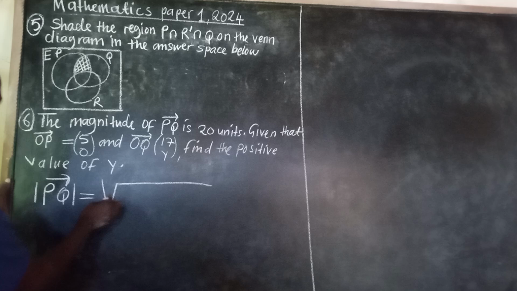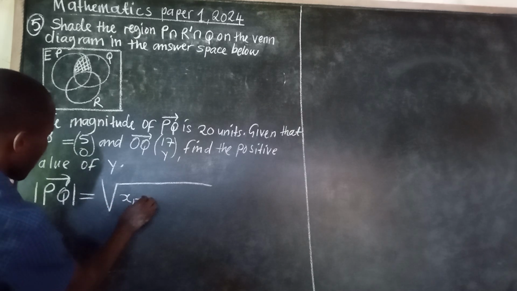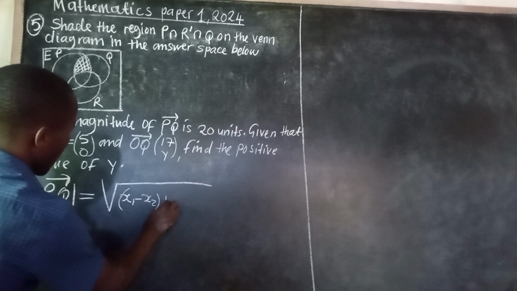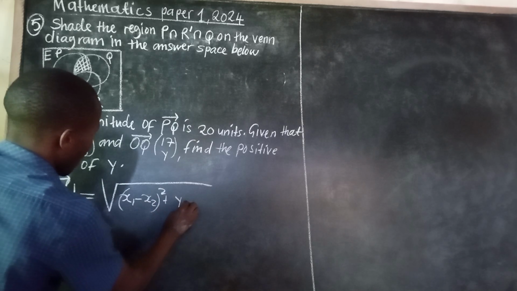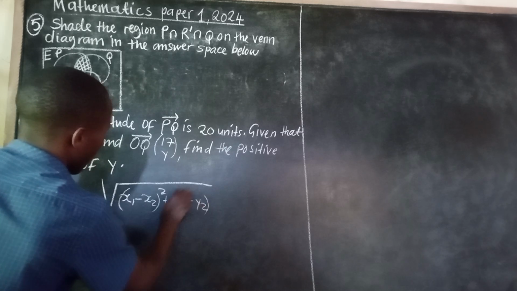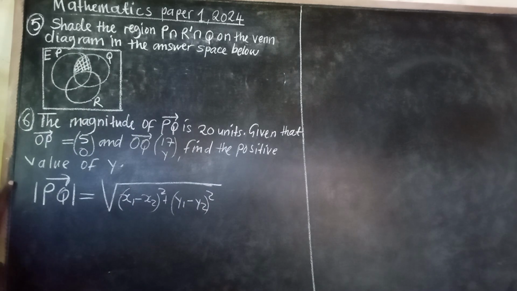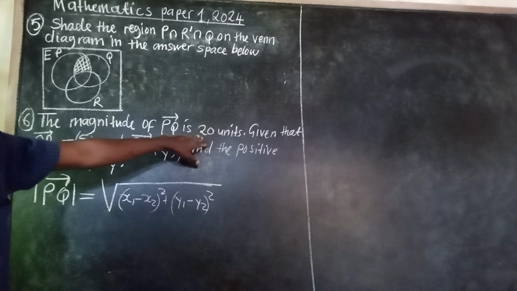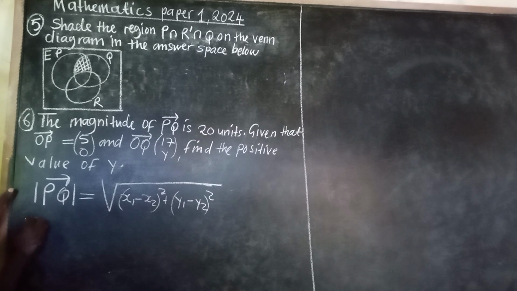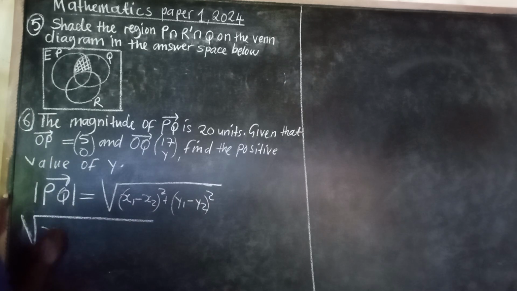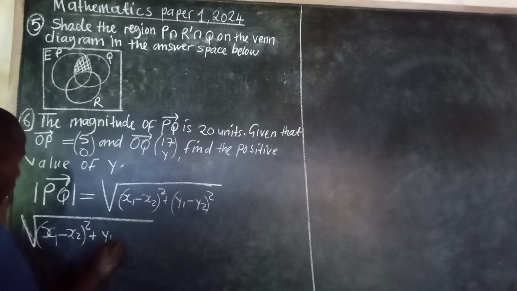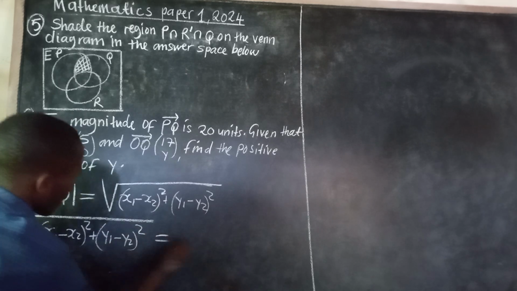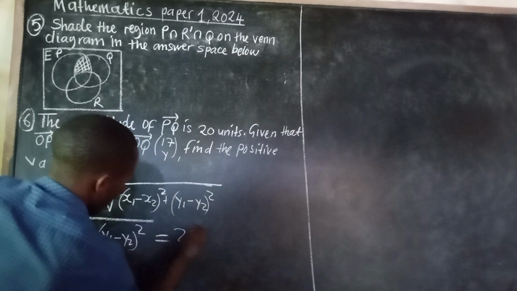Since we have two sets of coordinates, we are going to say the square root of x1 minus x2, then square, plus y1 minus y2, then square. That's the formula. Then bear in mind that we are given the PQ magnitude, which is 20. So we write it this way: the square root of x1 minus x2 squared plus y1 minus y2 squared is equal to 20.